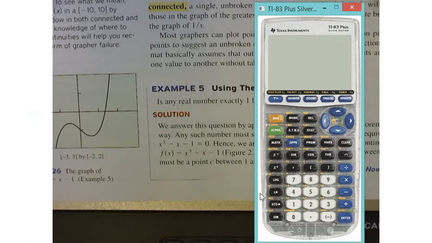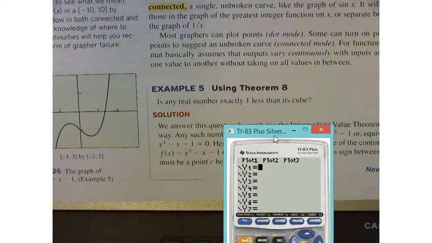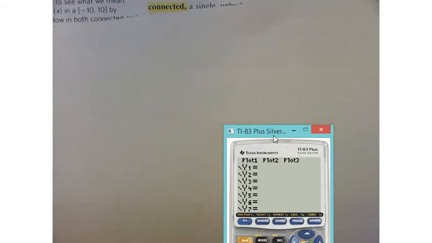So watch Mr. Adams. I'll graph it. So here's what we're saying. Let me read it again. Is any number exactly 1 less than its cube? Is there one number that exists that is 1 less than its cube? So 1 cubed is 1. 2 cubed, let's write some of this stuff down. Maybe that'll help make sense. So it says, is there any one real number that is 1 less than its cube?